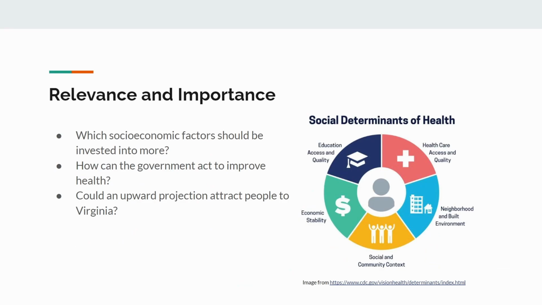Understanding Virginia's HOI is important, as it gives us insight into which socioeconomic factors these communities should invest in to improve their overall health. Given this information, the government can also act to invest in these factors. Ultimately, the upward projection of health in Virginia could also attract more people to the state.